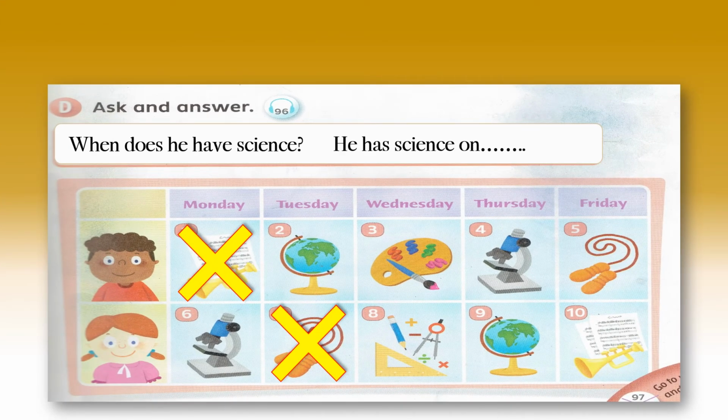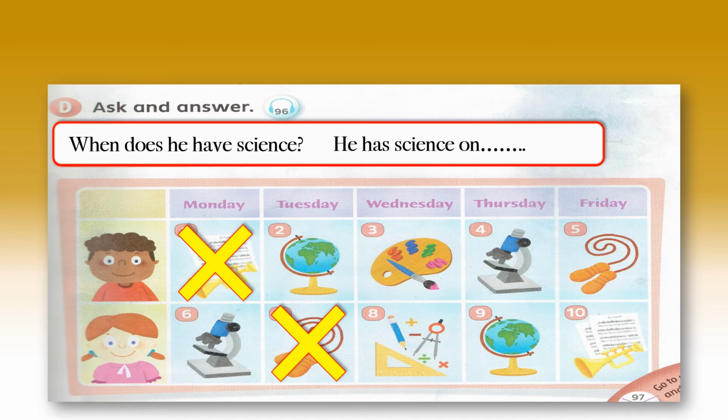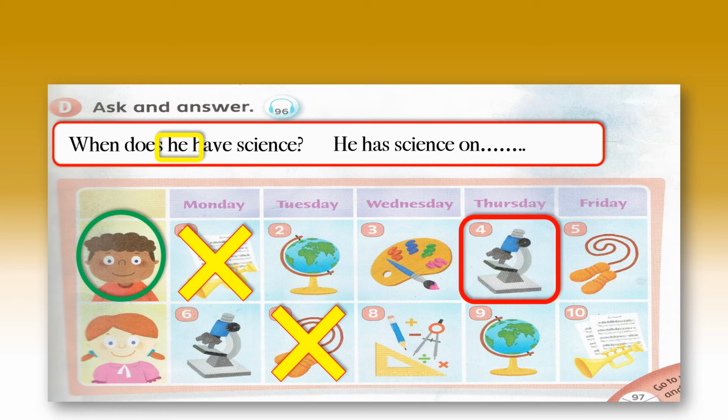Next one. When does he have science? So the question is he. So we know it's the boy. Can you see the science subject for the boy? Where is it? Yep, it's number 4. So what's the answer? He has science on Thursday.